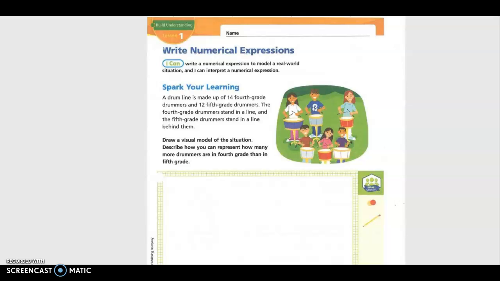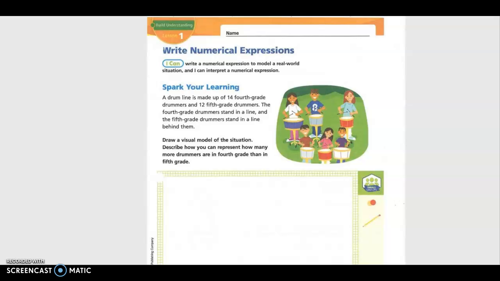Fifth grade, module 4, lesson 1. Write numerical expressions. I can write a numerical expression to model a real-world situation, and I can interpret a numerical expression. Spark your learning. A drum line is made up of 14 fourth grade drummers and 12 fifth grade drummers.